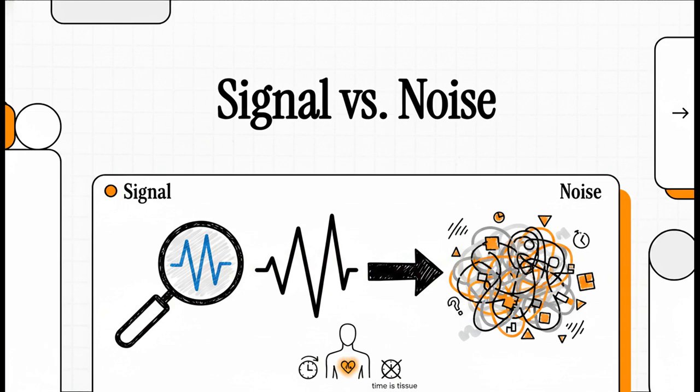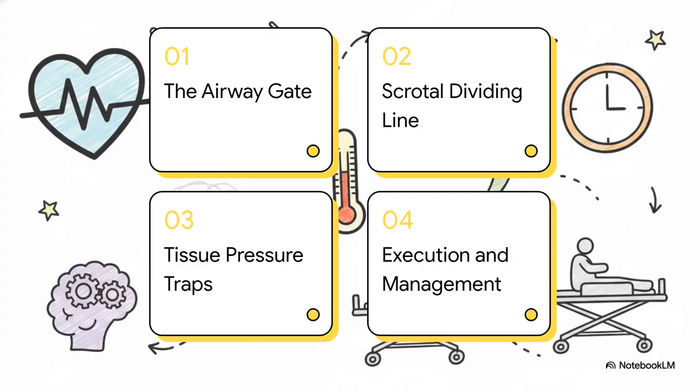So, based on our source material, we're going to act as clinical detectives today and break down 3 high-stakes anatomical battlegrounds to see exactly how this is done. Here is our rapid-fire game plan. First, the anatomical airway gate. Second, the scrotal dividing line. Third, tissue pressure traps. And finally, execution and management.